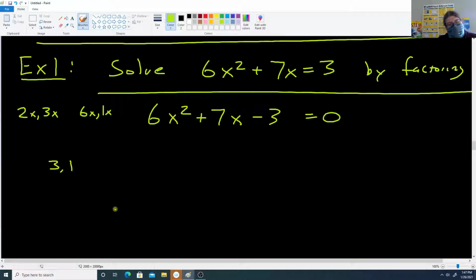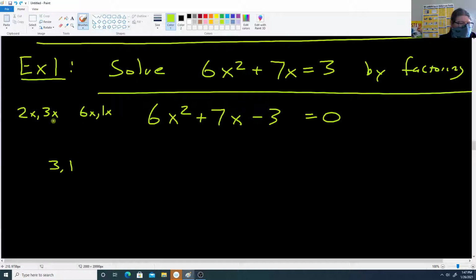I'm going to start looking through combinations of these multiplied together and see if I can generate a 7. So 2x times 3 is a 6x, and 3x times 1 is a 3x. Regardless of what signs I put in there, 6x plus 3x makes 9x's, and 6x take away 3x's makes 3x's. I can't get a 7x out of that, so that's not the right combination.